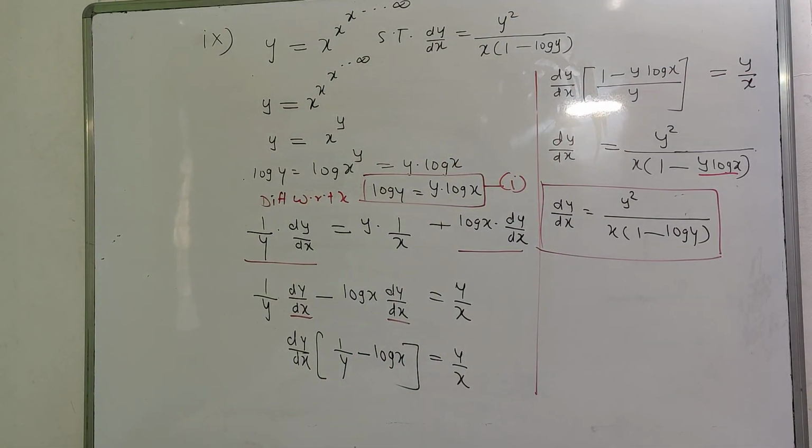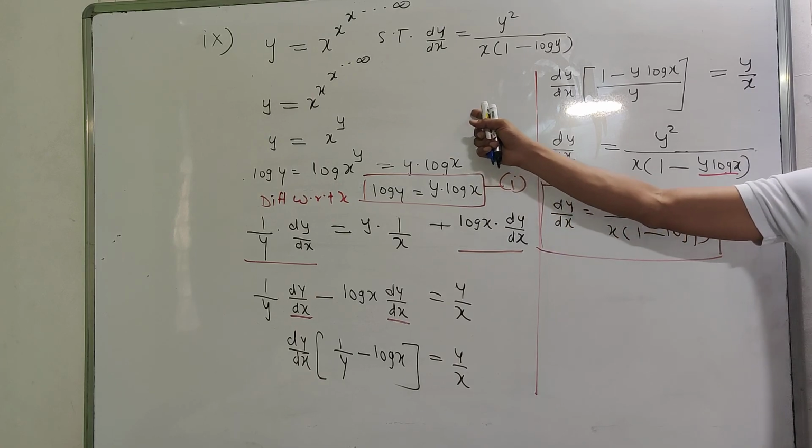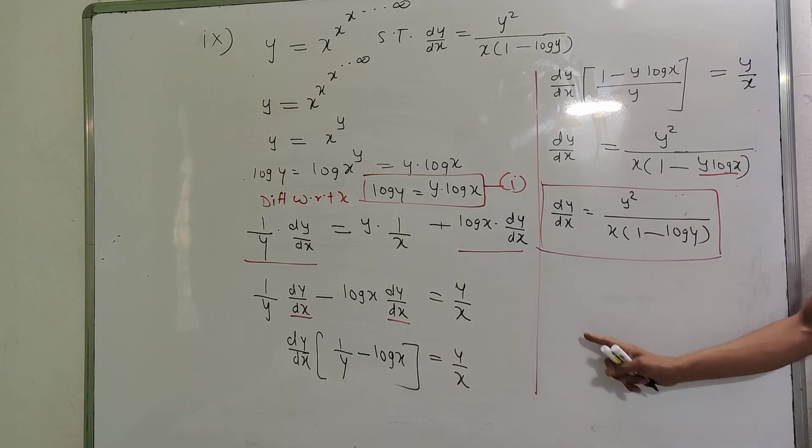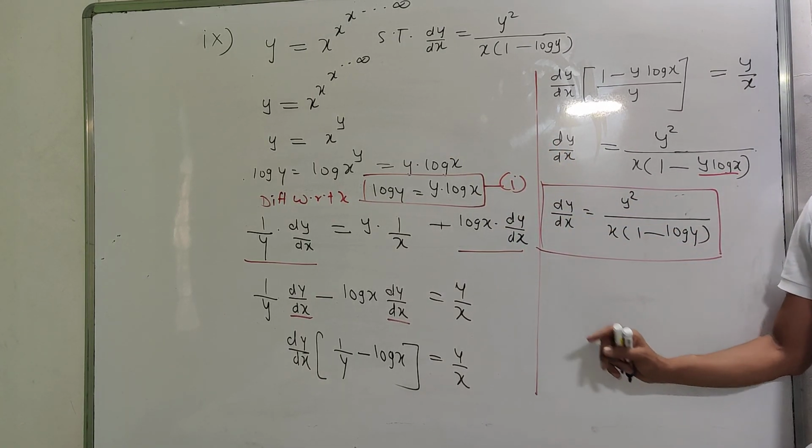dy by dx is y square upon x into 1 minus log y. We have completed exercise 1.3, question number 5, which is the last sub question.